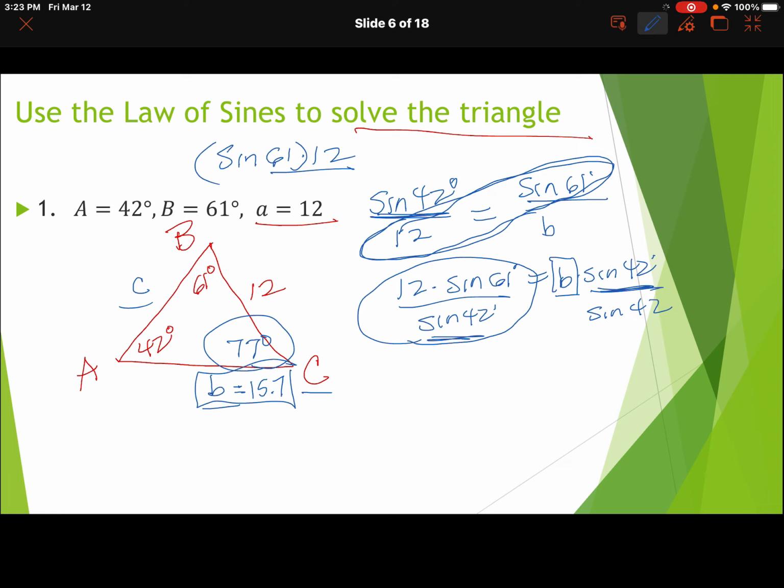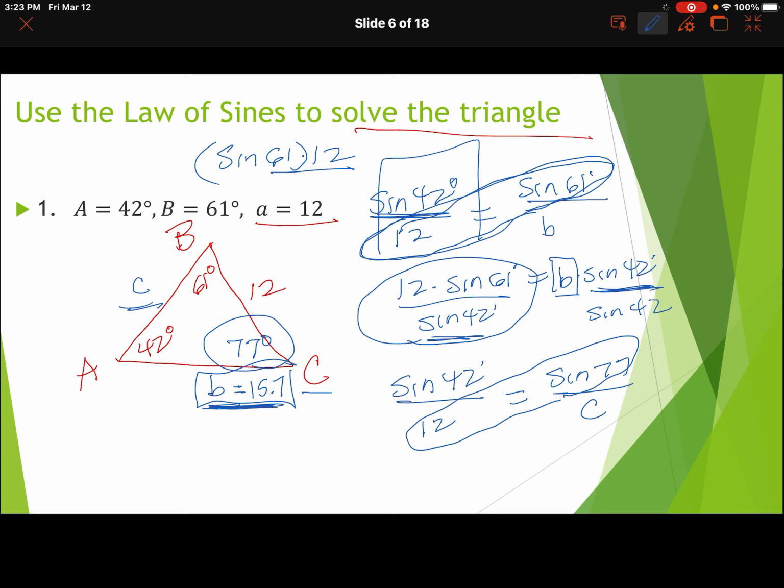So now I need to find side C. Well, I don't want to use this because this one I rounded, so I'm going to use the proportion that I started with in the beginning here. Again, sine of 42 over 12 equals, but now I'm going to do sine of 77 over C. And again, I'm going to make my loop with the ones that I can multiply and divide by the one on the outside. Put that in your calculator, and for side C, I got 17.5.